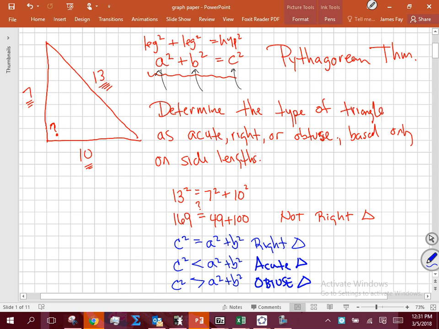So is 169 equal, less than, or greater than 149? It's greater than. So your c squared is greater than a squared plus b squared, so that triangle would be a what? It'd be an obtuse triangle. Okay? And we're going to actually have enough information soon, towards the end of this chapter, that you're going to be able to tell me what each one of those three angle measurements are based off the 7, 10, and 13. That's kind of where we're going with this stuff. Okay?